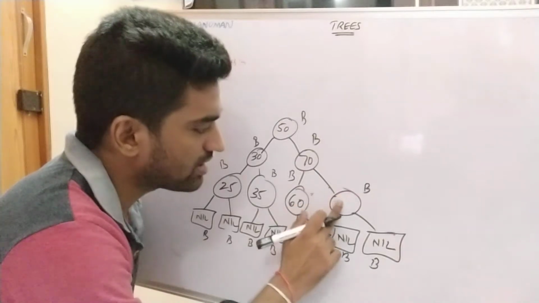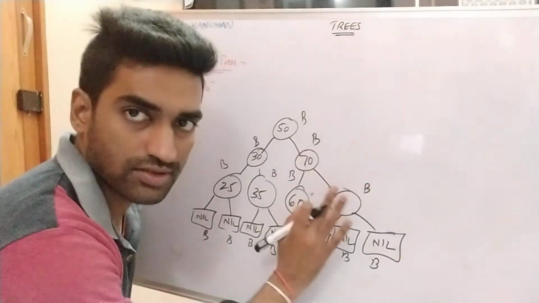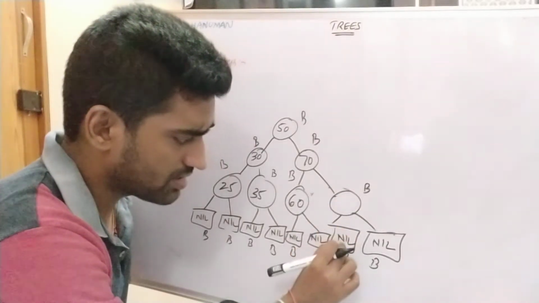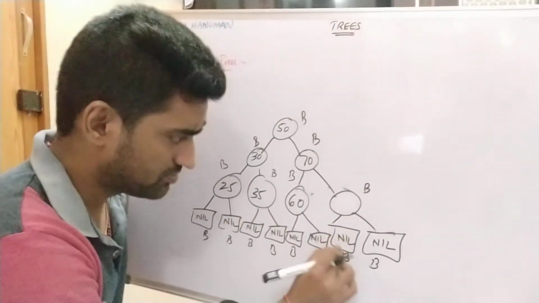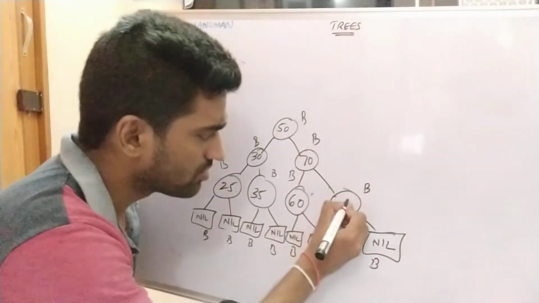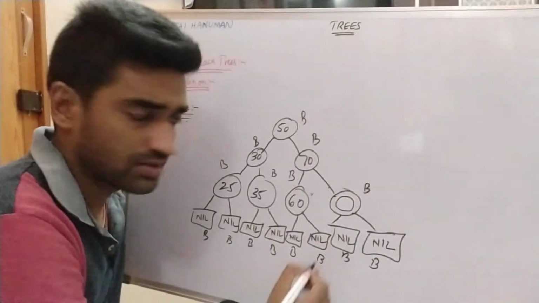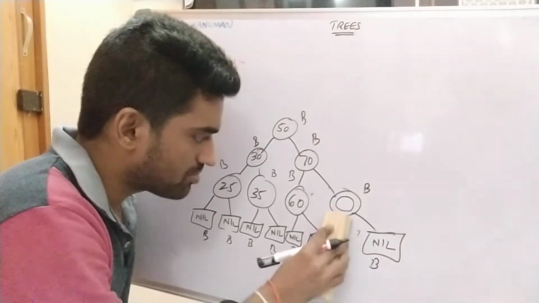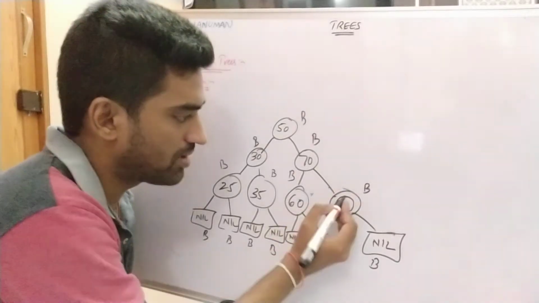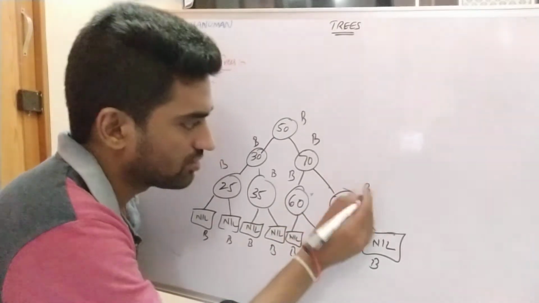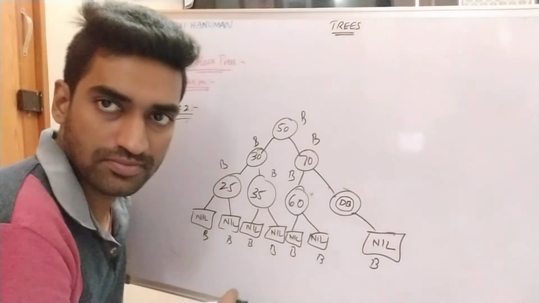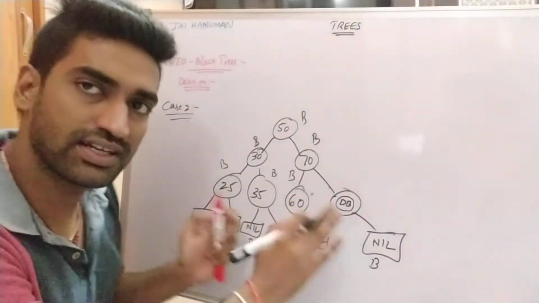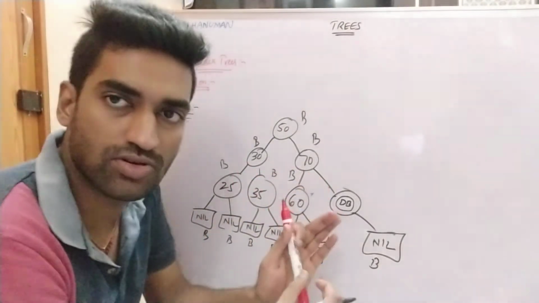So here I am deleting the value 75 only, not a node, right? So this can be replaced by its children, that is a nil node, right? Nil node color is also black. So here this node is replaced by its children, which is black. So here this node becomes double black, right? So this is the major problem in red black trees deletion operation.